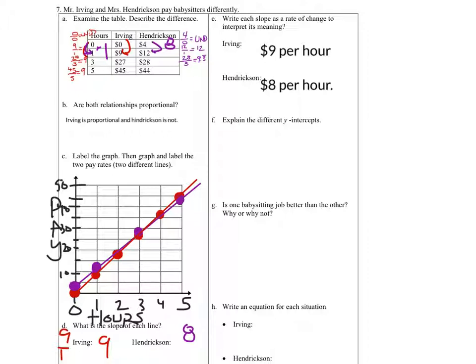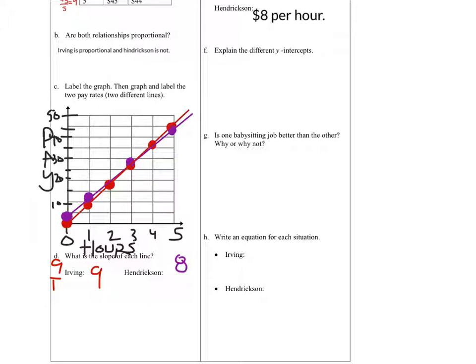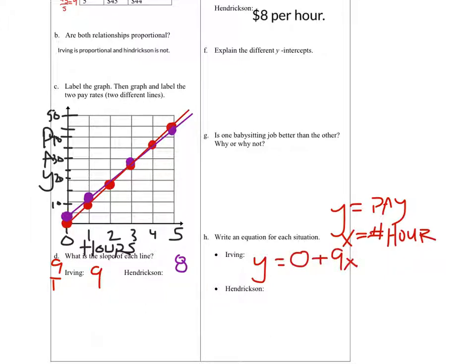All right, let's write the equation real quick so we can get to the homework. For Irving, again, y is the pay in dollars and x is the number of hours. For Irving, the pay is 0 because that's how much they start you, plus $9 for every hour, 9 times x. For Hendrickson, the pay is going to be $4 to start with, plus $8 for every hour, 8 times x.